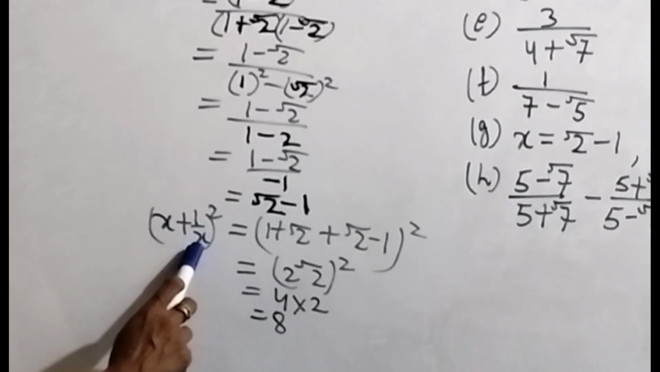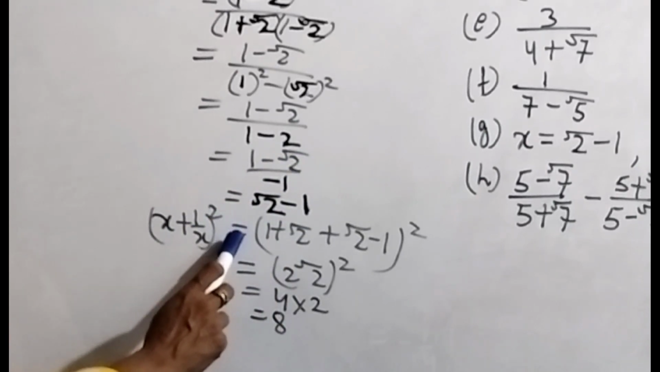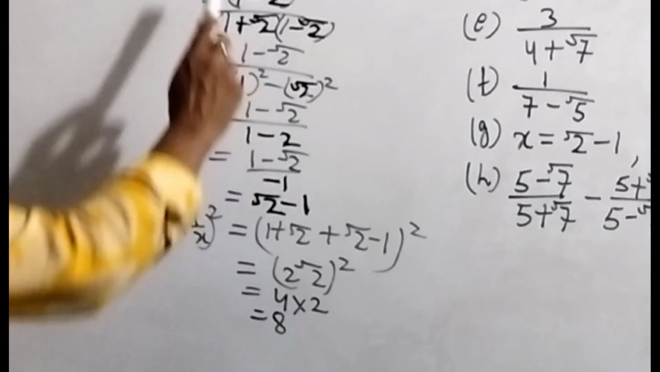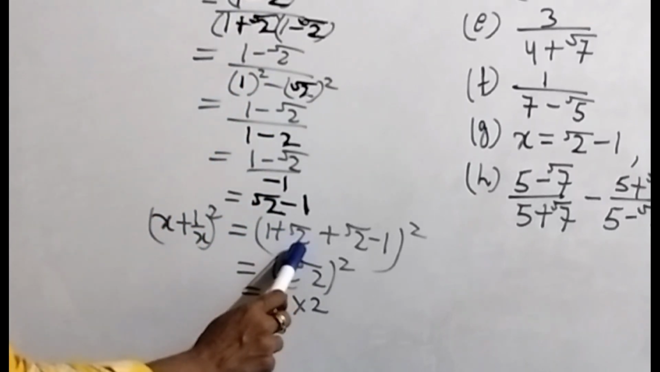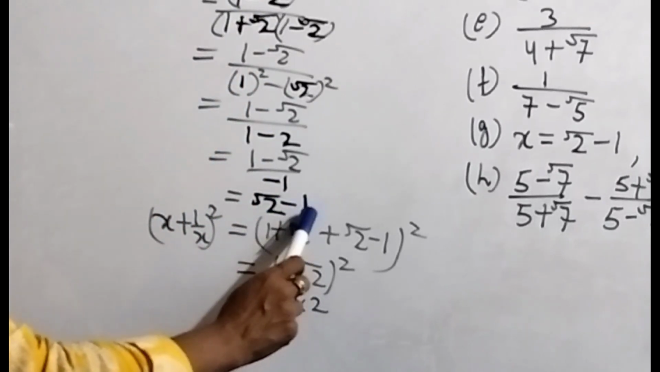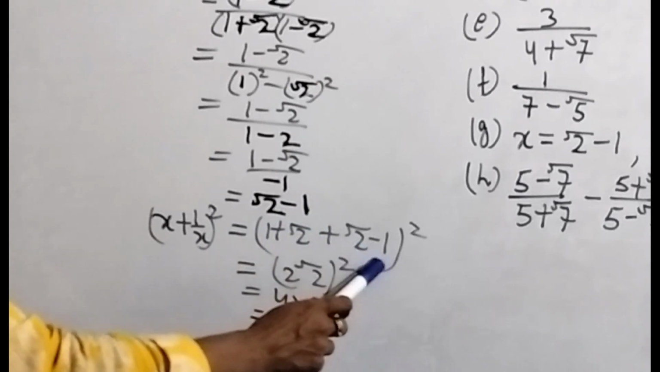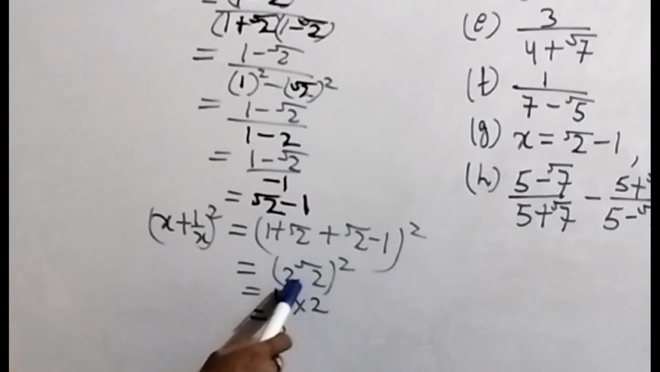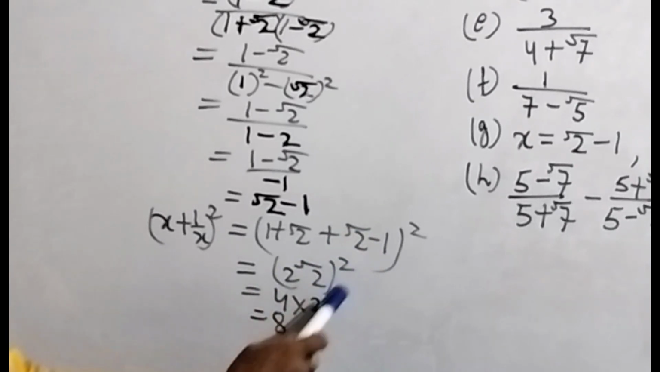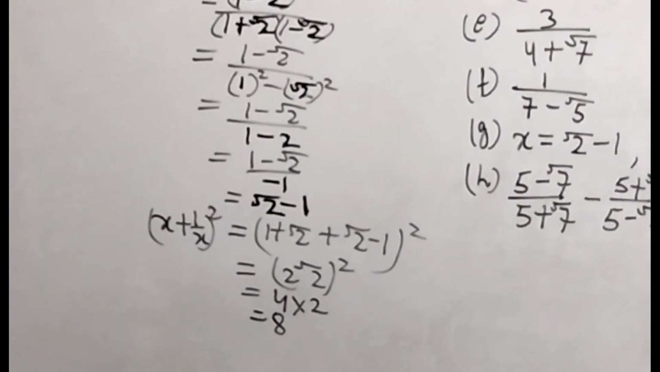Now x plus 1 by x whole square equal to how much? x is your 1 plus root 2 given. 1 by x is root 2 minus 1. So 1 plus root 2 plus root 2 minus 1. 1 cancelled. Root 2 plus root 2 is 2 root 2, 2 root 2 square. 2 square is 4, root 2 square is 2. So this is your 4 into 2 is your 8.